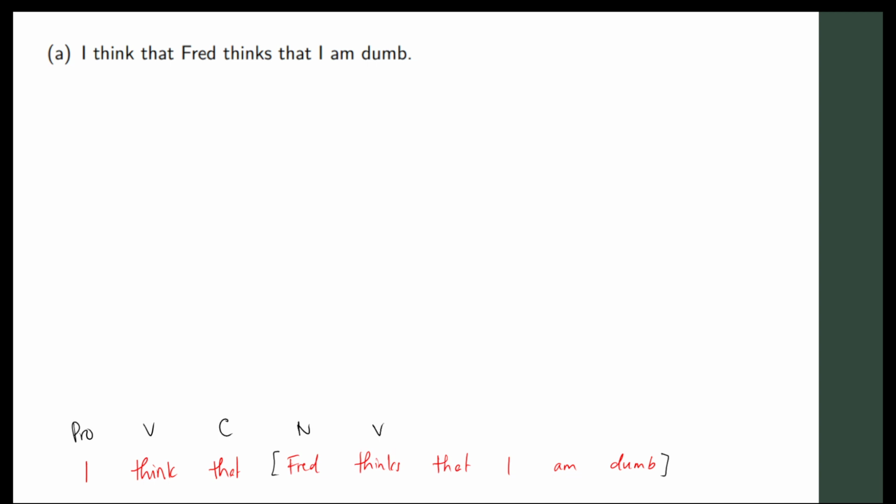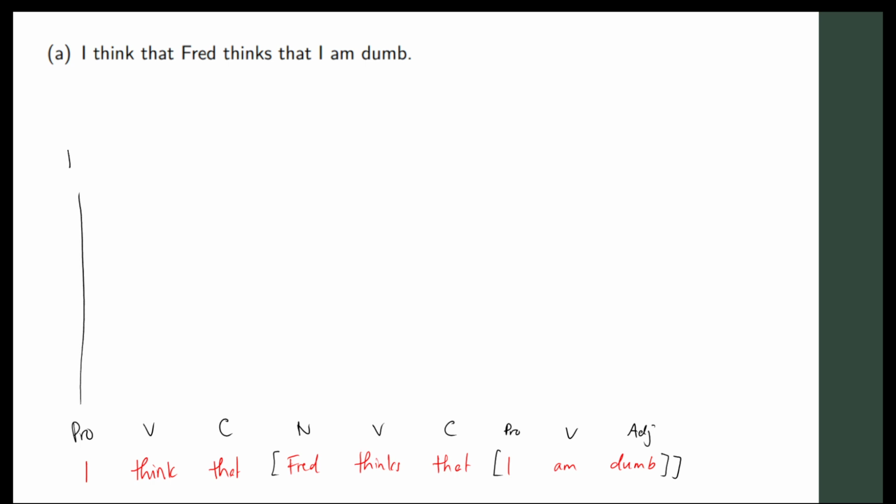Fred is a noun, thinks is a verb. That is introducing another little clause, I am dumb. So that's going to be a complementizer. I is a pronoun, am is a verb, and dumb is an adjective. So we know that we're going to need 3 TPs in total because we have 3 little clauses here.